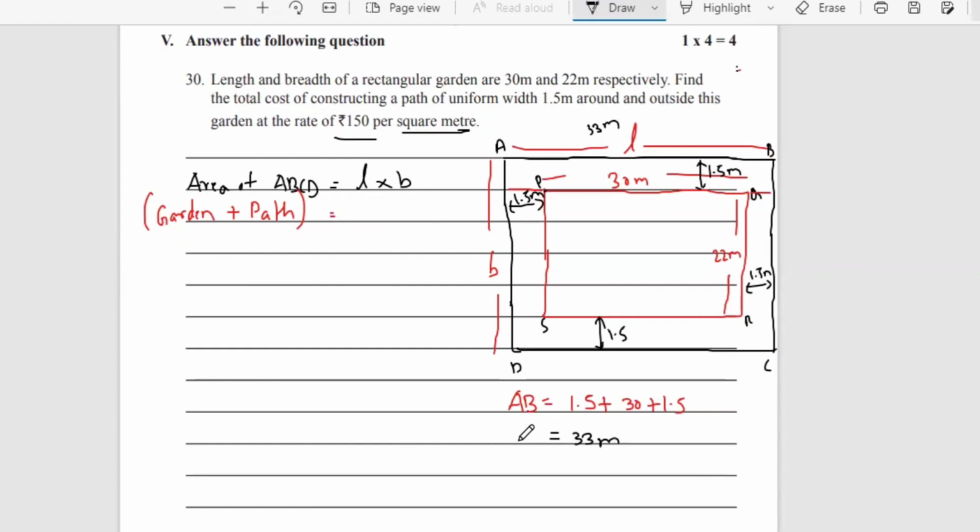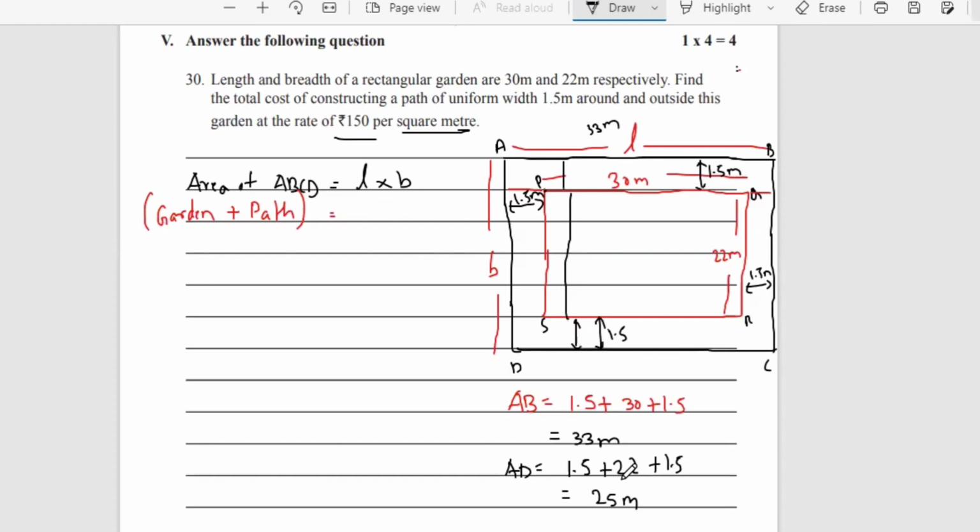Now coming towards the breadth, that is AD. As you can see, the path is 1.5 meter and the inner rectangle breadth is 22. So 1.5 plus 22 plus, once again, this end of the breadth, that is 1.5. So altogether, if you add up, we get the value 25 meter. Finally, we got all the values.